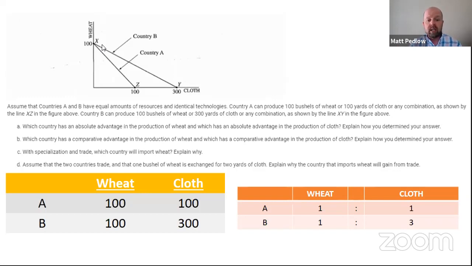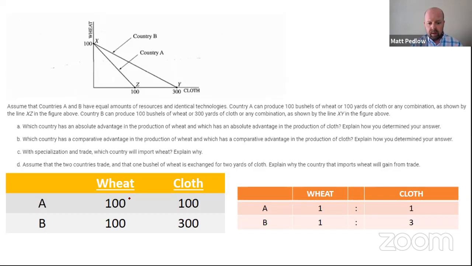B, which country has comparative advantage? Now remember, if one country has a comparative advantage in wheat, the other country must have the comparative advantage in the other good. So you just have to do the math. So remember yesterday we kind of did this math. So if you say country A, they can make 100 units of wheat or 100 units of cloth. Remember, step one, this is an output. We talked about that yesterday. They're using equal amounts of resources. So this is the amount of output per day.